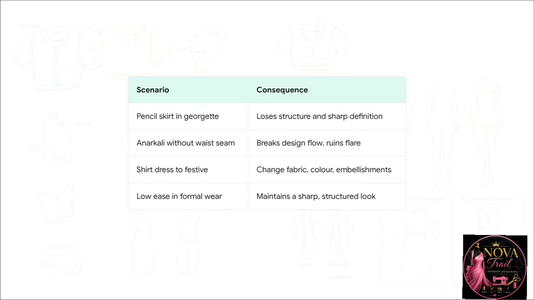The assessment also tests some really cool professional thinking scenarios. For example, what happens if you take a structured pencil skirt and try making it out of a soft, flowy georgette? Well, that sharp, professional definition is completely lost, right? Or consider an Anarkali without a waistline seam. The design flow breaks entirely, making that massive flare totally unmanageable. It proves that every single technical choice has a profound consequence.